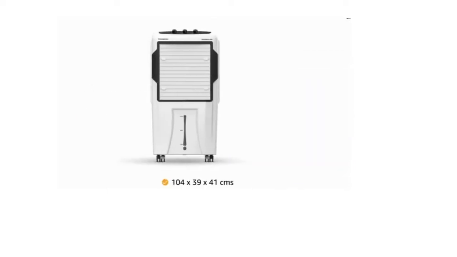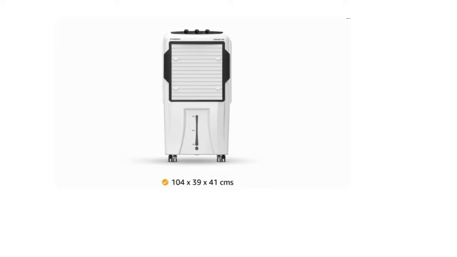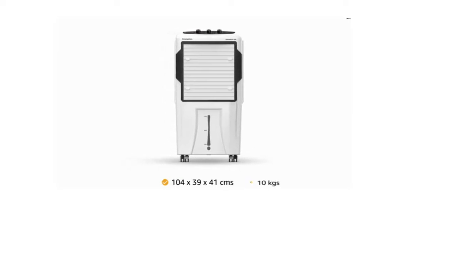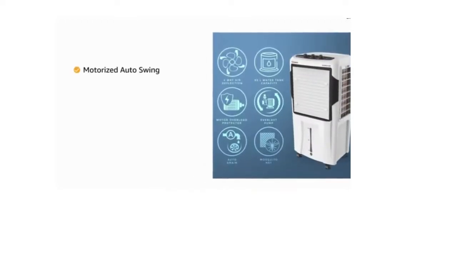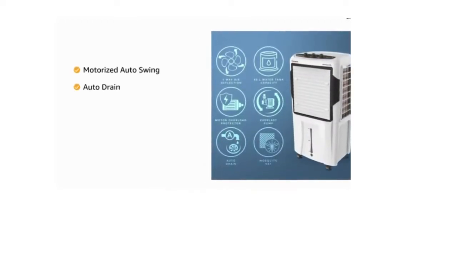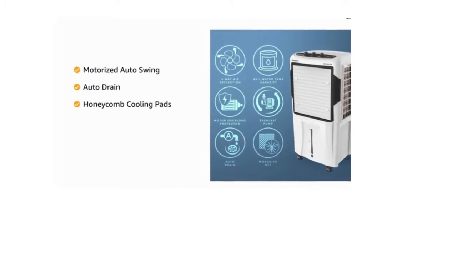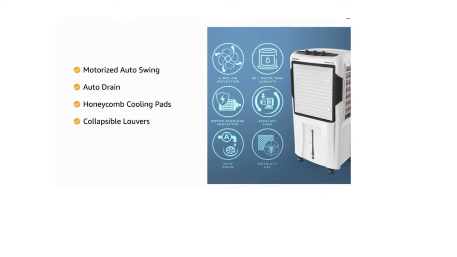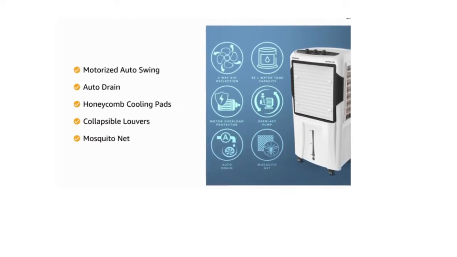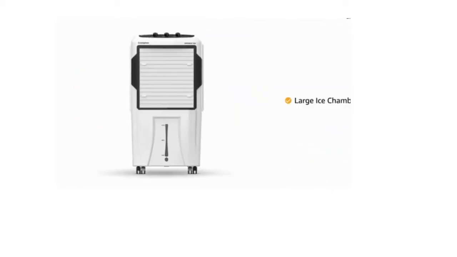It comes in a size of 104 by 39 by 41 centimeters and weighs 10 kilograms. It features motorized auto swing and auto drain function and comes with honeycomb cooling pads for improved water retention and is equipped with fully collapsible louvers and mosquito net. The cooler has a large ice chamber.